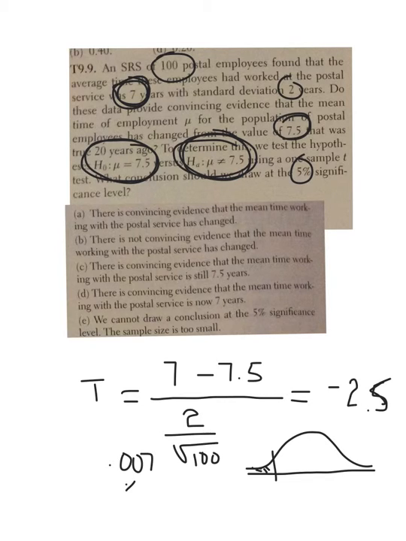0.007, but we got to multiply it by 2, so it's going to be 0.014. Well, still at the 5% significance level, we are going to reject the null hypothesis, since that p-value is so low, in favor of the alternative hypothesis and say things have changed. And that would be letter A. Okay, let's try the next one.